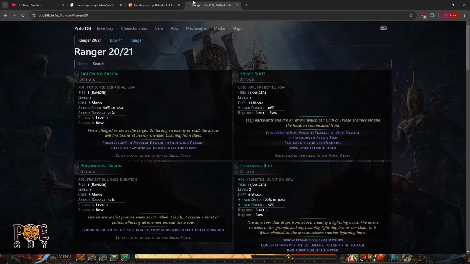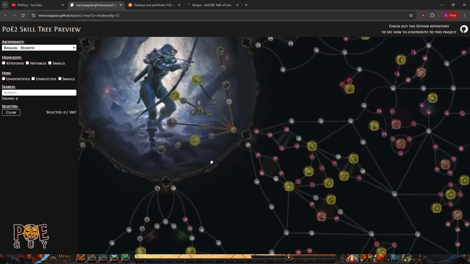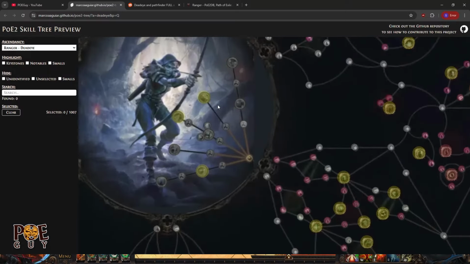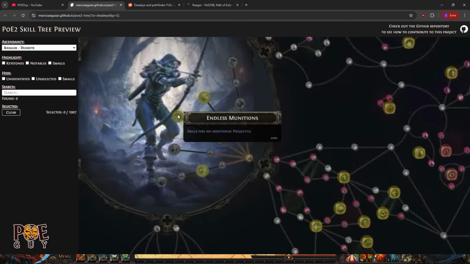Okay, so I have here some things to talk about. So we have these skills here, actually they were more leaked, that we will talk about in a second. So I will go with Endless Munition, this will be more my first lap, because as I explained, in Path of Exile, having additional projectiles is great, especially for the campaign. So this will be my choice for the first lap. I'm not sure what will be here, but I will go for Endless Munition, so I will shoot one additional projectile. That is big, especially for the campaign.